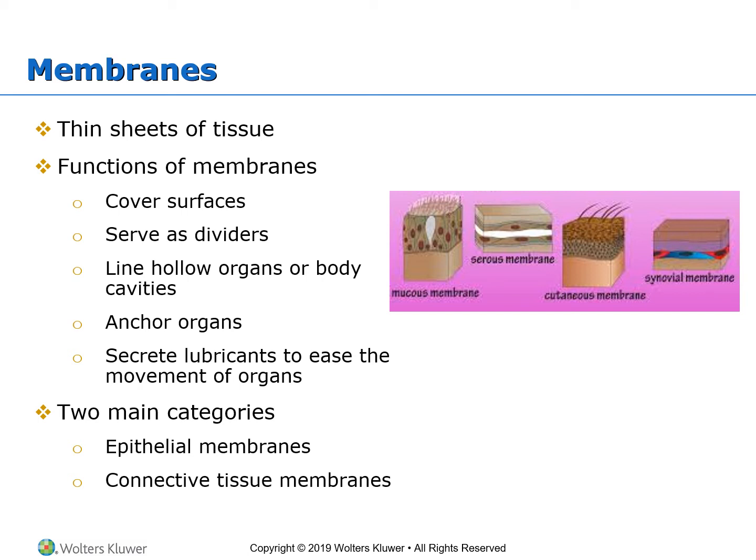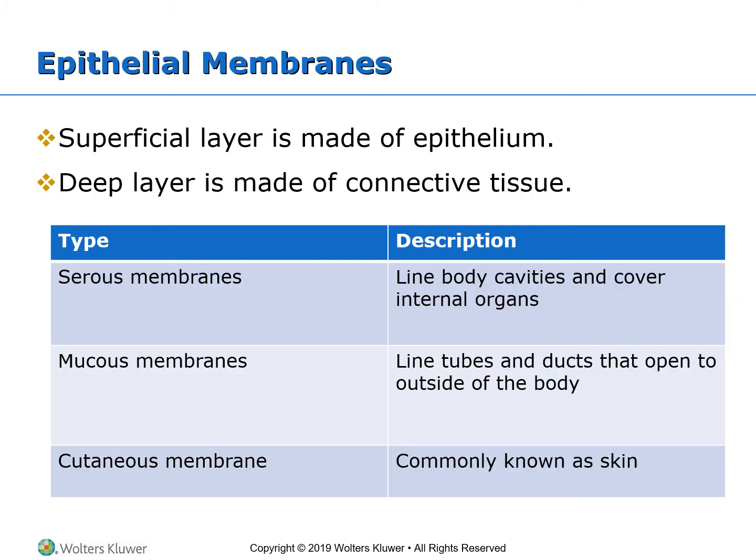Those types of tissues may contain cells that have the capability of secreting lubricants. Their main purpose for that is to provide a better movement of organs against each other. So we have two main categories of membranes. We have what are called the epithelial membranes, and we have the connective tissue membranes. So the first type will be the epithelial membrane, and the name epithelial comes because the superficial layer of those membranes will be made out of a layer of cells that are epithelial layer cells.